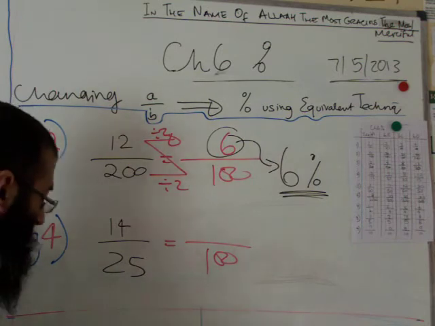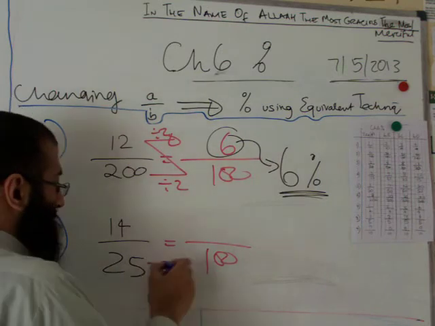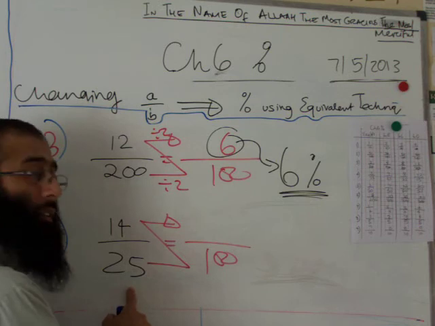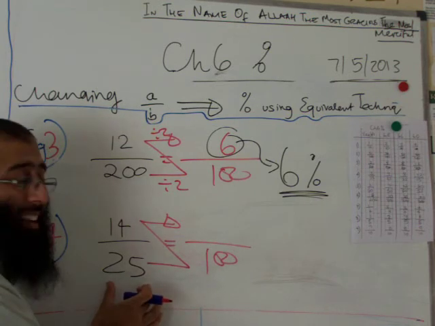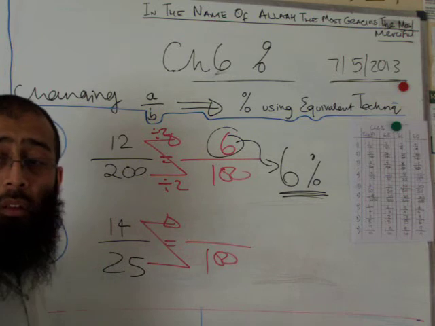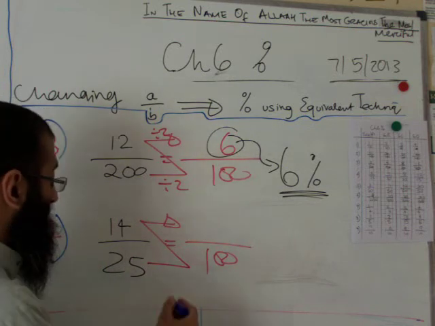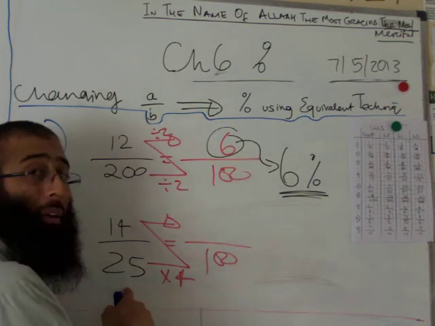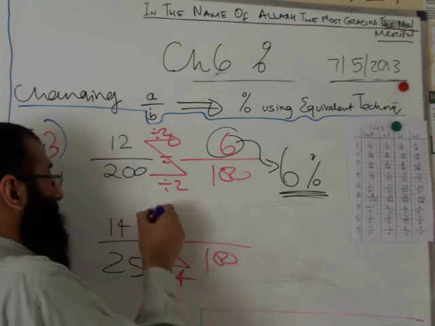Okay. Right, this next question. 14 over 25. Now that again, this number is actually a factor of 100. 25 will go into 100 how many times? 4. Thank you. So 25 times by 4 will give you 100.